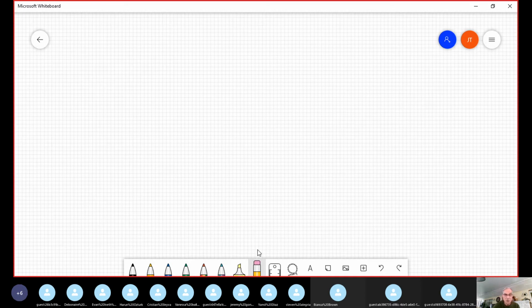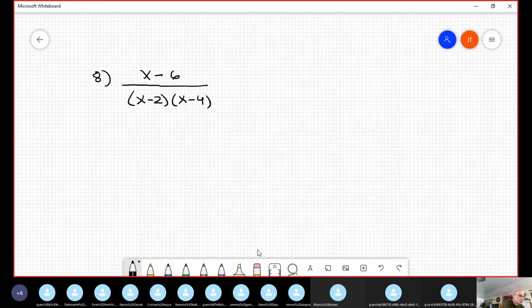Example number 1 is super easy. Question number 8 in the handout. Number 8 is x minus 6 over x minus 2, x minus 4. Somebody did the job for me of factoring the denominator. Nice. I appreciate this help so much. I separate like that. X minus 2, it doesn't matter the other one, x minus 4. And you put A and B. And my goal is to find A and B.